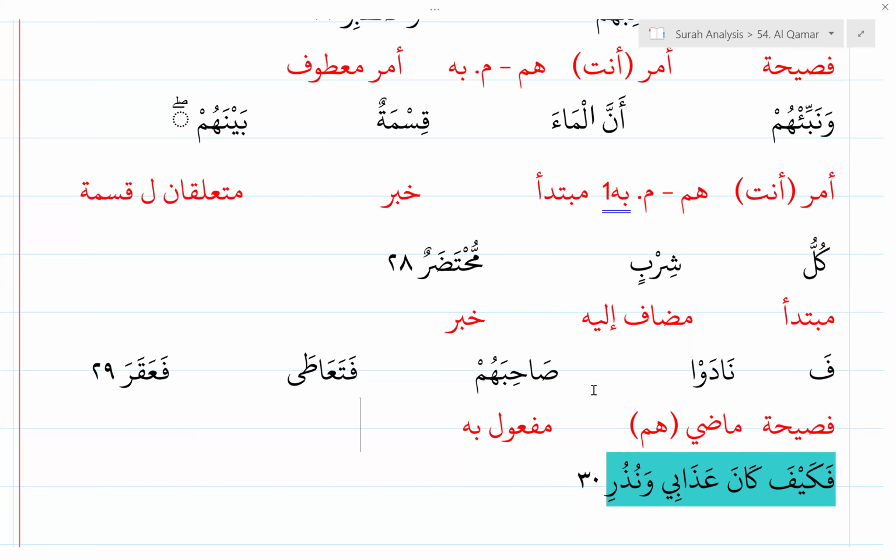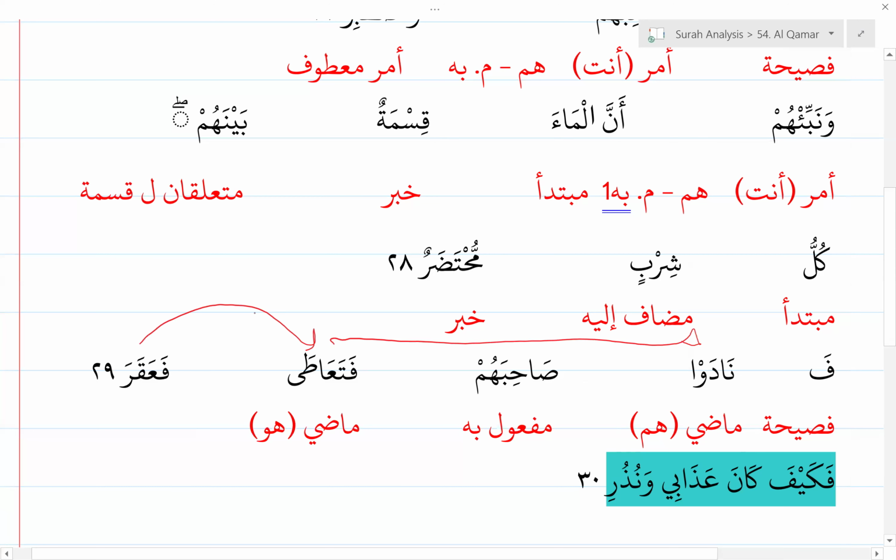عطف. تعاطى is فعل ماضي with the هو ضمير as the فاعل. So again, another فعل ماضي there. So this فعل ماضي goes back to this فعل ماضي and this one like that. So they're connected like that. فا is again عطف. فعقر is فعل ماضي again with هو ضمير as فاعل. So you can see the grammar is not really difficult. Maybe a few things need pointing out, like what kind of fa is this, which one makes more sense, and so on and so forth.